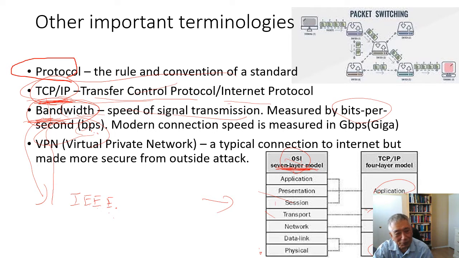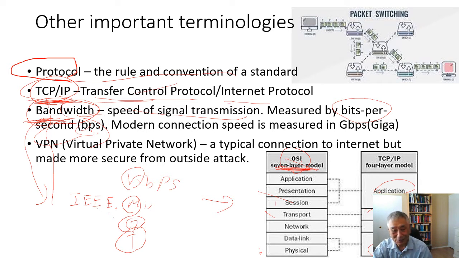But of course, 1 BPS is so small, so we have kilo BPS, 1,000 bits per second, mega BPS, giga, and tera BPS like that. So kilo is 1,000, mega is a million, giga is a billion, T is a trillion. It's 1,000 giga, so much faster. Those are modern connection measures, in the giga range.